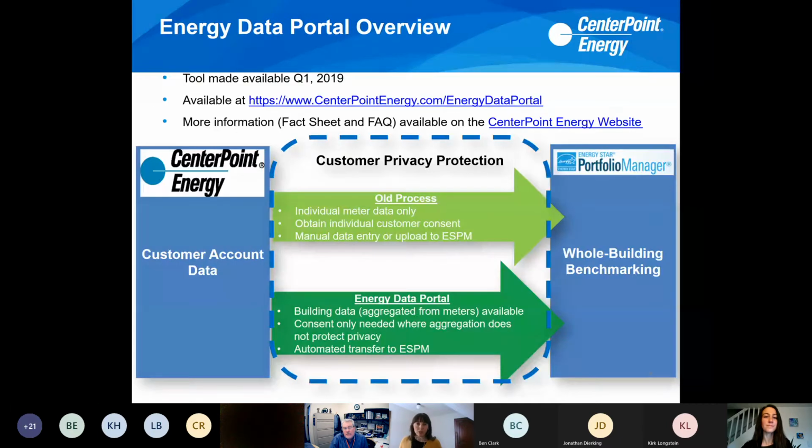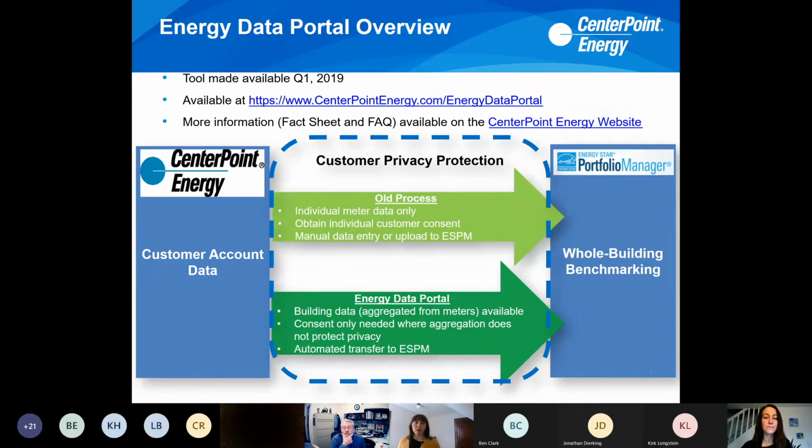Next slide. So to help our customers comply with these ordinances and do the voluntary benchmarking, we decided to build the Energy Data Portal. We went outside of our company to issue a request for proposals, and we selected a third-party developer called Accelerated Innovations to help us build this portal. And the tool was made live just over 2 years ago now.